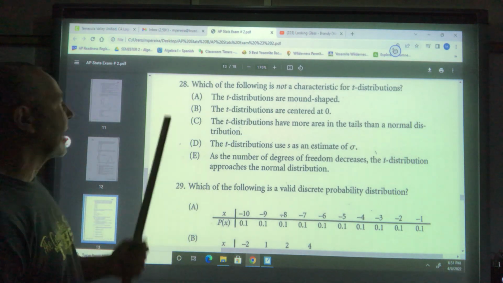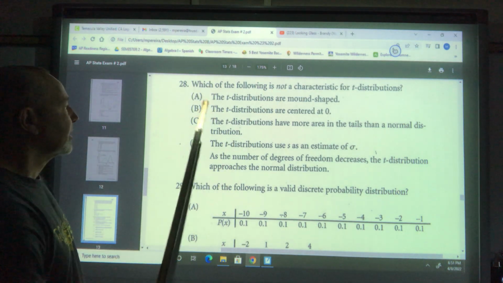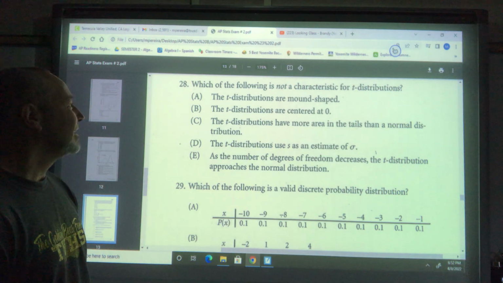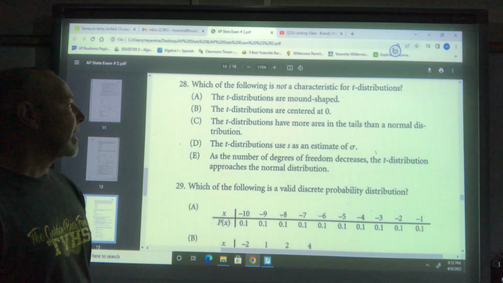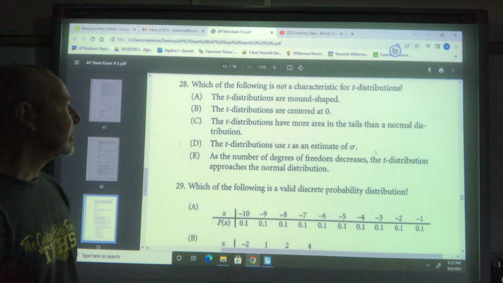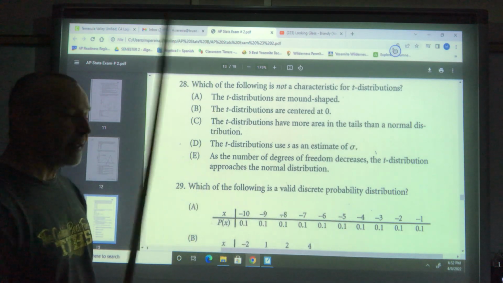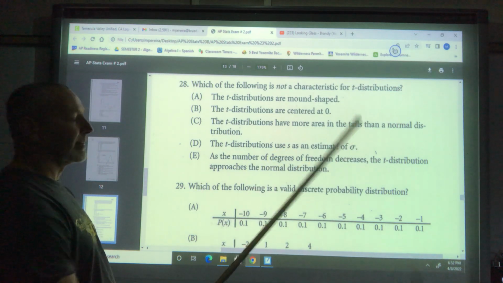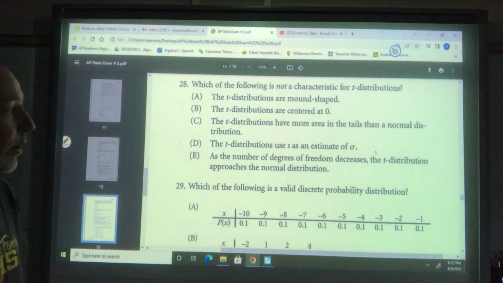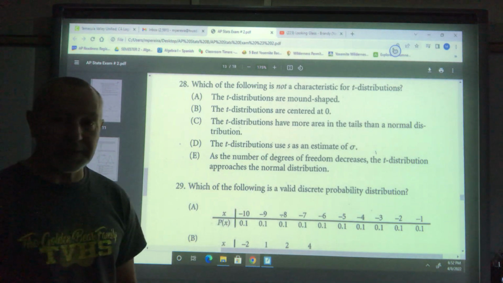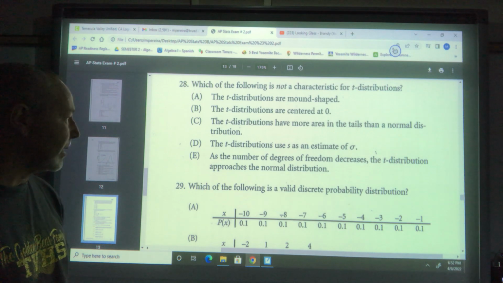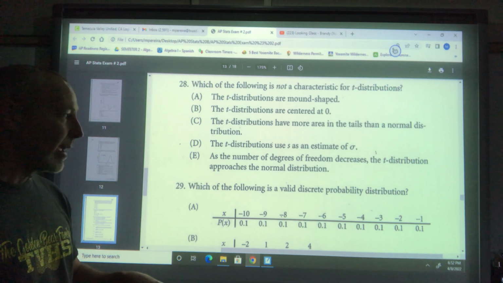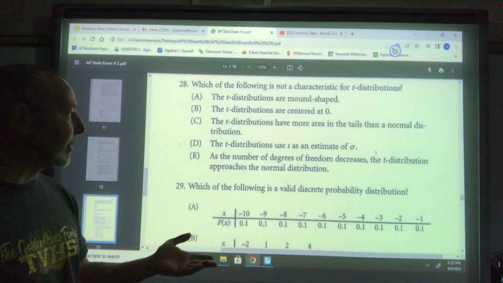So let's take a look at that, which is not a characteristic. T distributions are mound-shaped, yes. Okay, centered at 0, yes. T distributions have more area in the tails, yes. Okay, T distributions use S as an estimate of sigma. Again, we don't use sigma, we don't know it, so we use S when we're using the T. That's what we do always, so that is a true statement. Finally, as the number of degrees of freedom decreases, gets smaller, okay, the T distribution approaches the normal. That one's backwards.